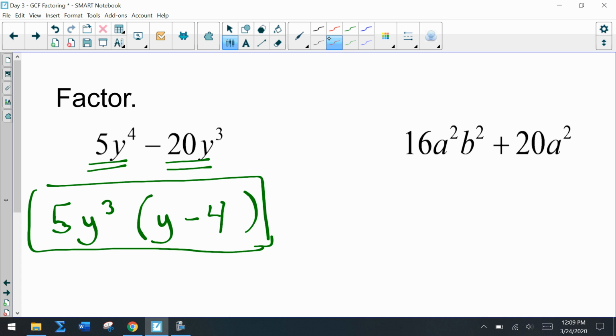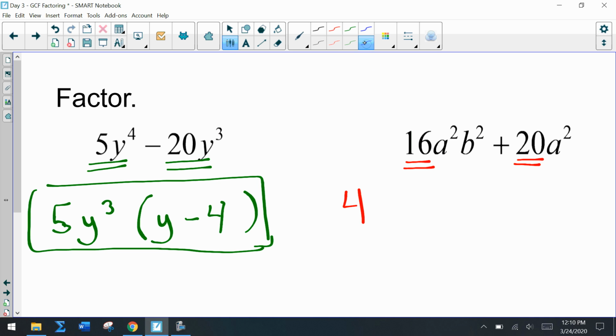Looking at the second expression, let's look at the numbers first. So we have 16 and 20. So the greatest common factor. So you could say 2 is a factor of both 16 and 20, but we want to look for the greatest. We can say, let's see, would 4 be the greatest common factor? Yep, I think 4 it is. So we have 4 as the greatest common factor between the numbers.